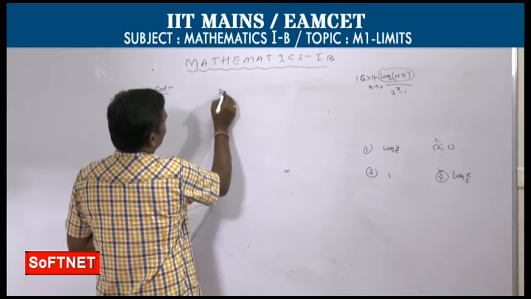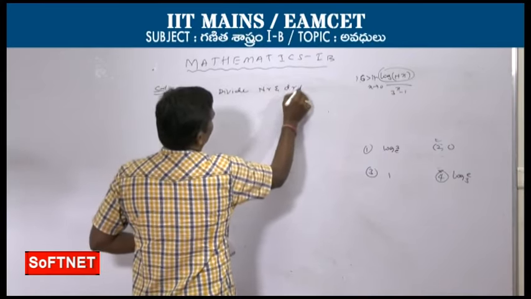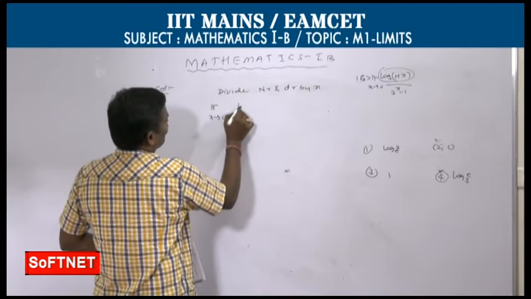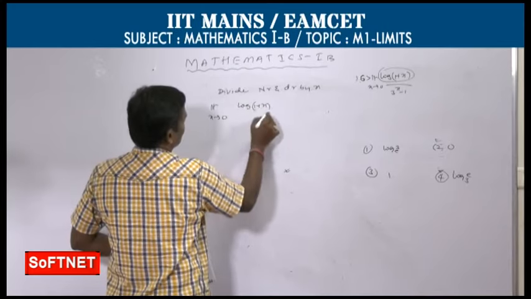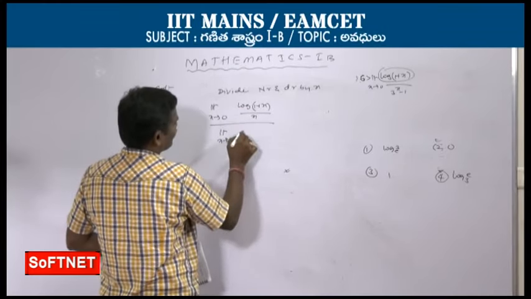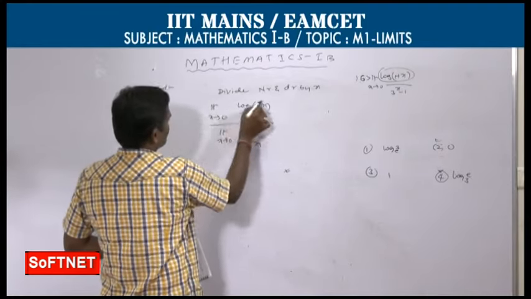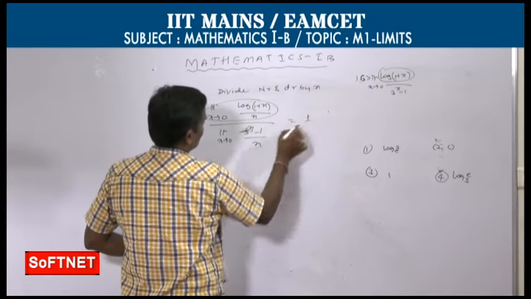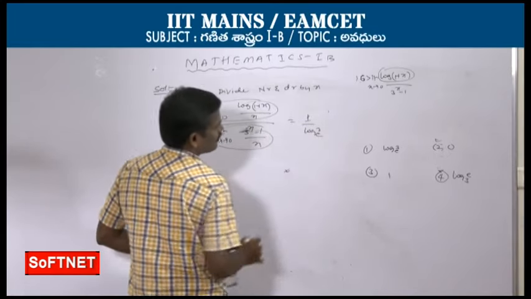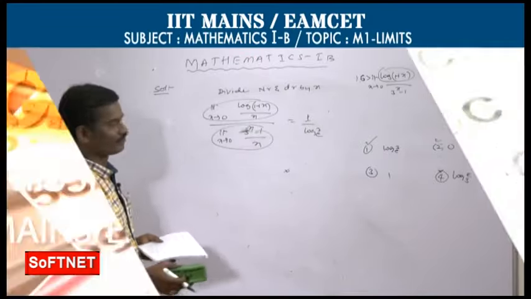So, divide numerator and denominator by x. So, limit x tends to 0, log of 1 plus x by x in the numerator, and limit x tends to 0, I am writing separately, 3 power x minus 1 by x. This is one standard limit, the answer is 1. This is another standard limit, the answer is log 3 to the base e. So, log 3 to the base e, the first option, is correct.